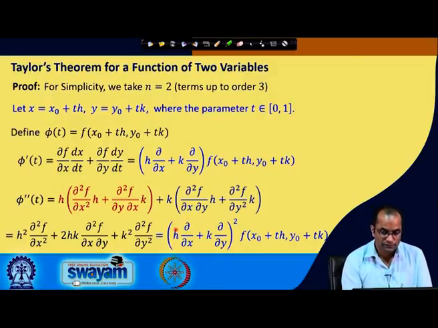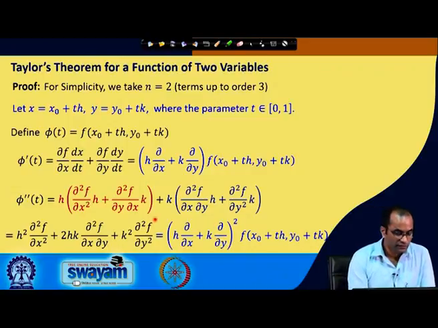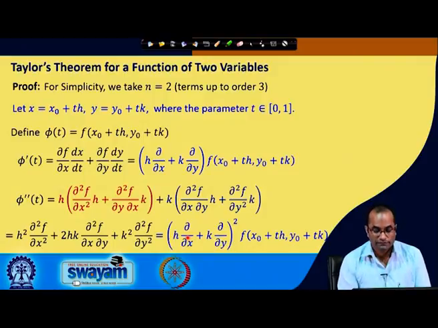So, the meaning of this square will be h square times the second order partial derivative with respect to x. It is not a whole square of this, but rather the second order derivative with respect to x, then k square and the second order derivative with respect to y, and then 2 times h k and the mixed derivative. So, we have to understand that this whole square is not literally the square of these 2 terms, but the meaning here is in terms of the second order partial derivatives.